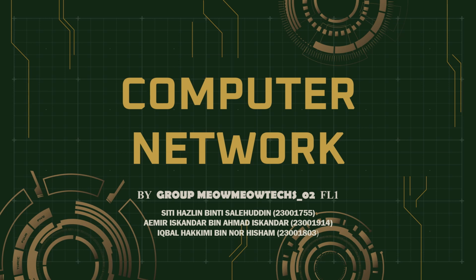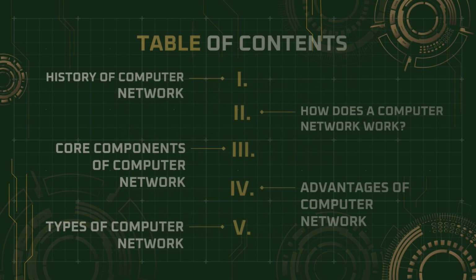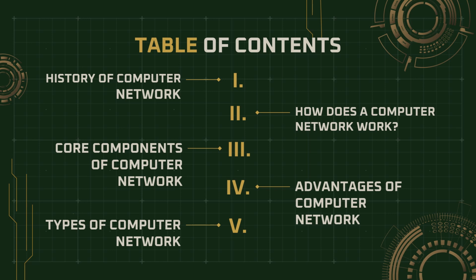Today we are going to present to all of you about computer network. So the slide consists of 5 main points, and first of all I'm going to briefly describe to all of you about the history of computer network. Then I will explain to all of you a little bit about how does a computer network work. And thirdly, Aemir will tell you the core components of computer network and the advantages of computer network. Last but not least, Hazlin will explain to all of you the types of computer network in our daily life.